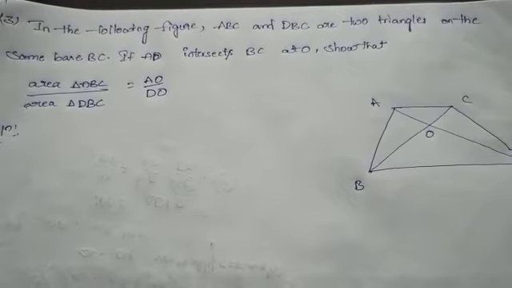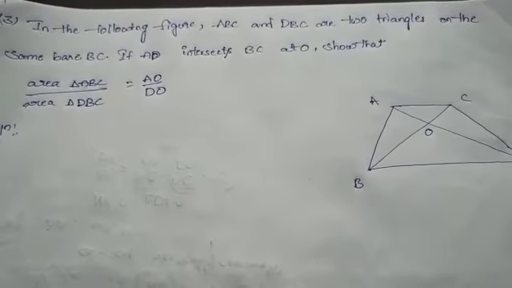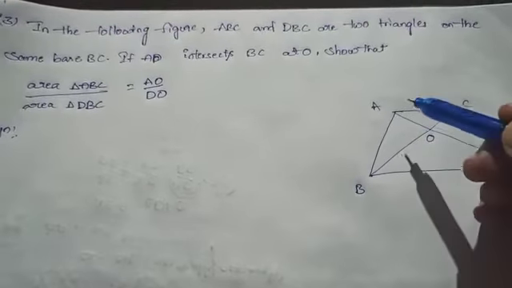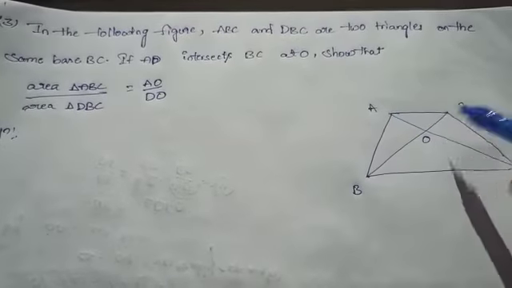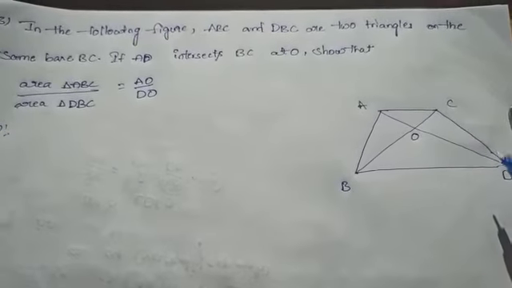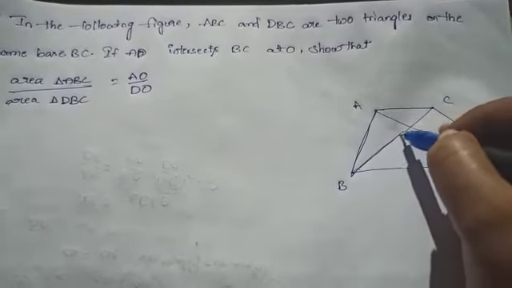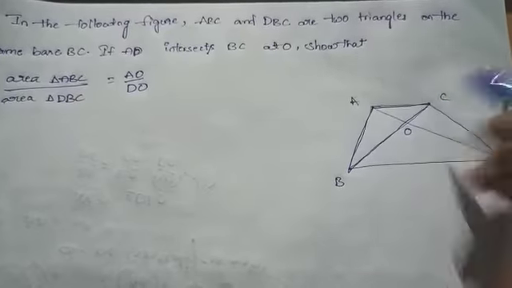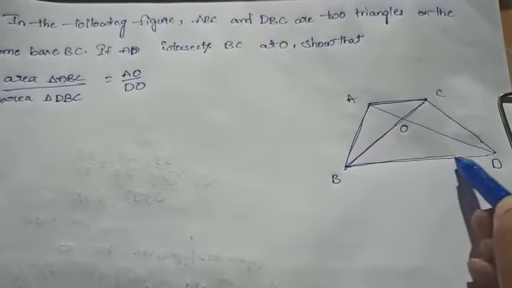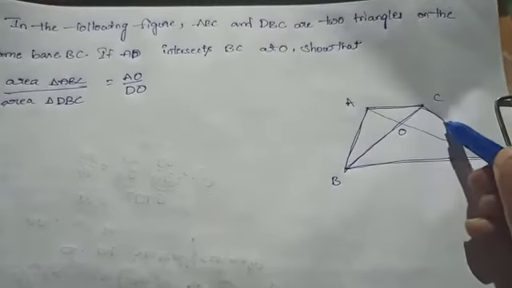Okay, here we are talking about two triangles. They are triangle ABC and triangle DBC. This is triangle ABC. This is triangle DBC.